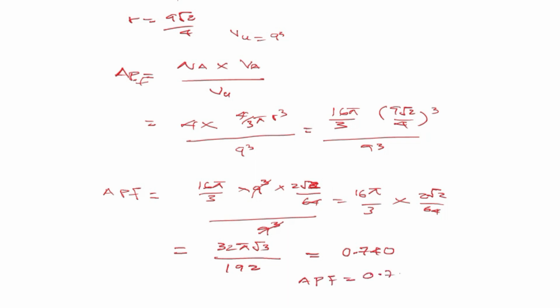So 0.74 multiplied by 100. So our answer is 74%. Therefore, our atomic packing factor for FCC is 74%.